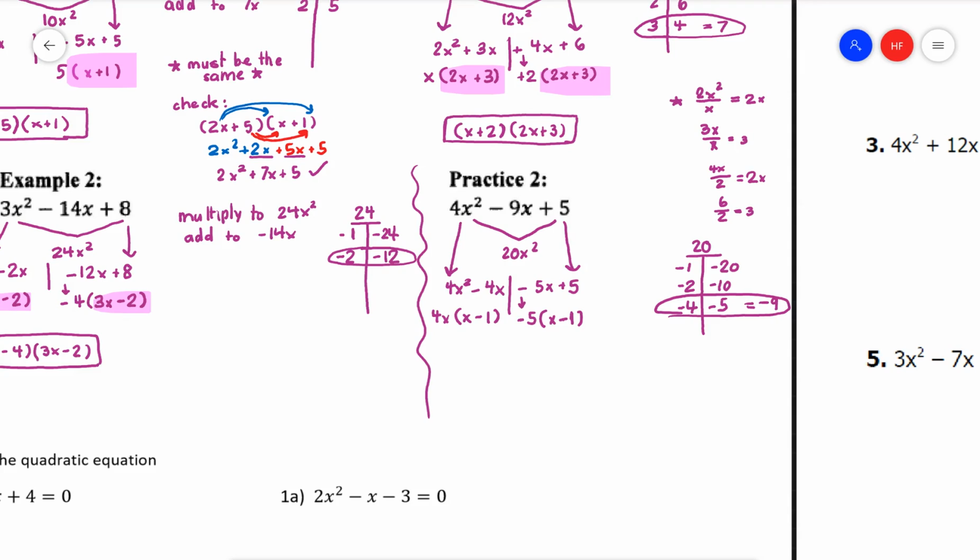So I have these two parentheses, and they are the same. That's my checkpoint. So I'm going to go ahead and write my answer. Squish together those two outside pieces, so 4x minus 5. And then write the factor that is twice only once, x minus 1.